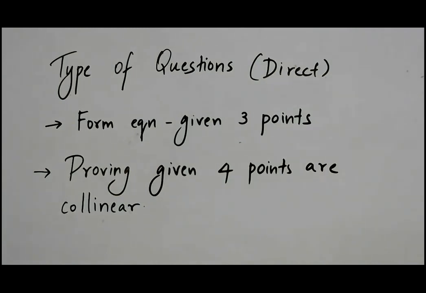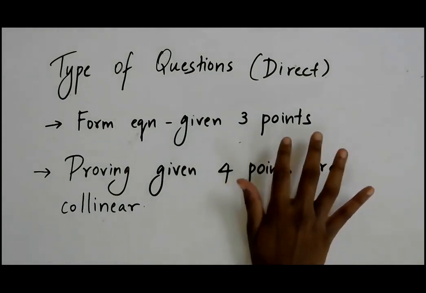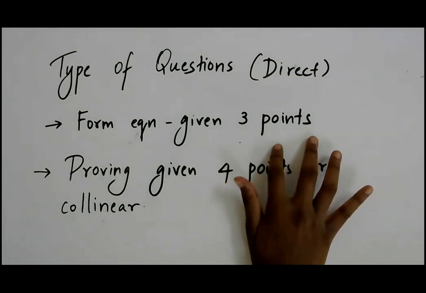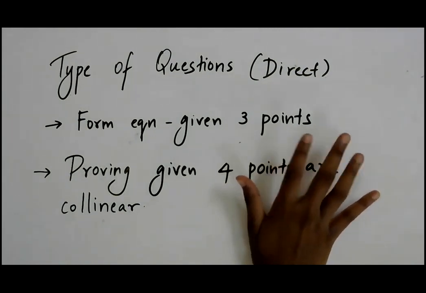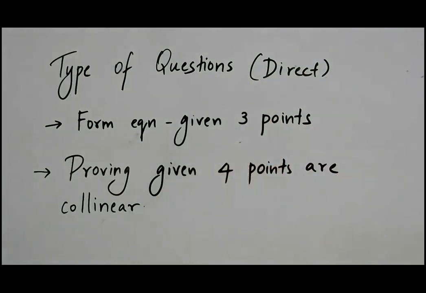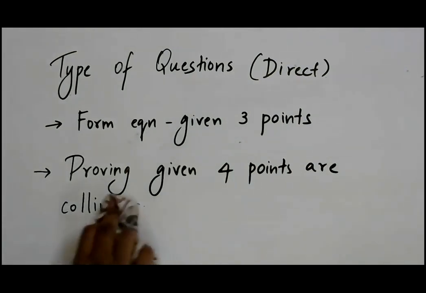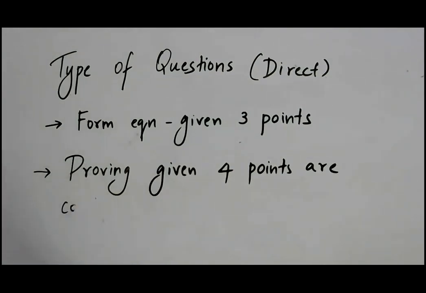So there are two direct types of questions following this equation of a plane passing through three given points. One is they might give you the 3 points which lie on the plane and ask you to find the equation of the plane. That is what we were discussing before this. And the second one is, instead of giving 3 points, they might give you 4 points and ask you to show that they are, sorry, not collinear, but coplanar. So all the 4 given points are coplanar.